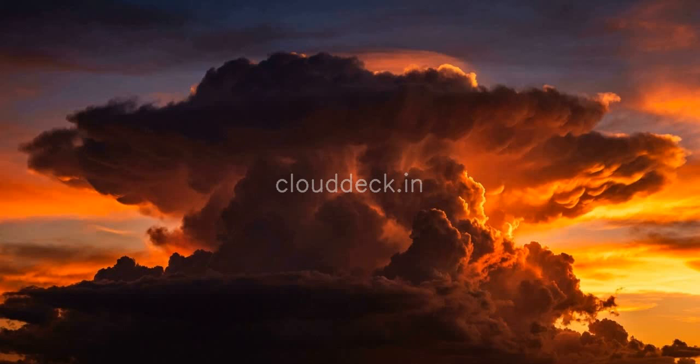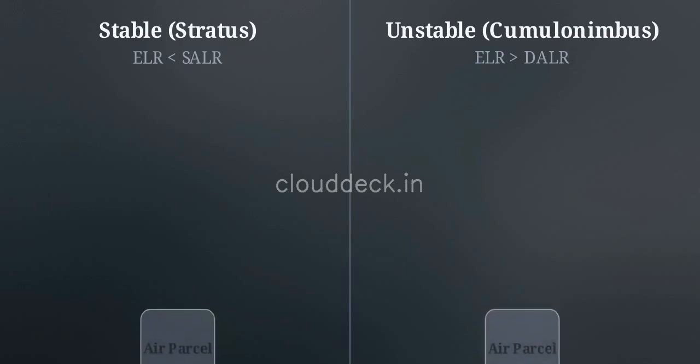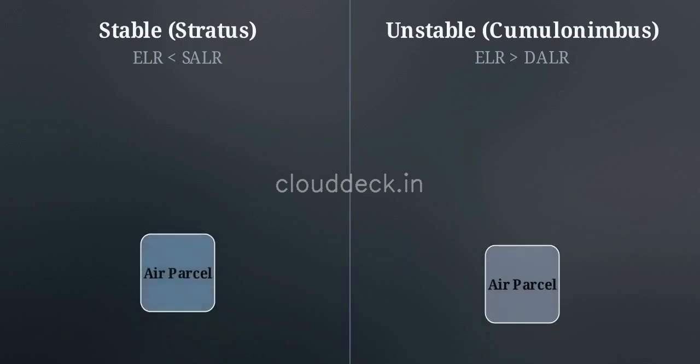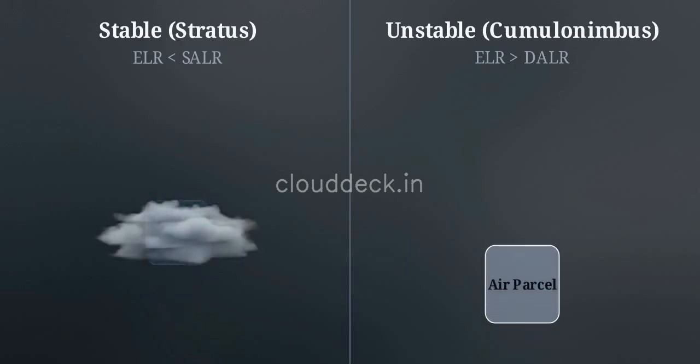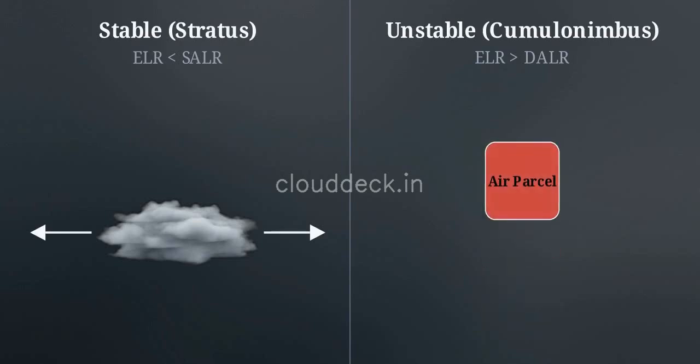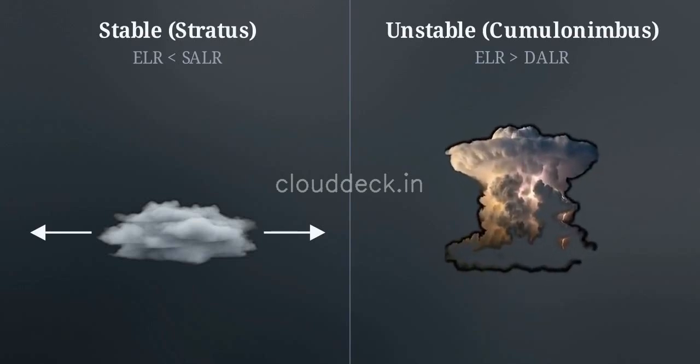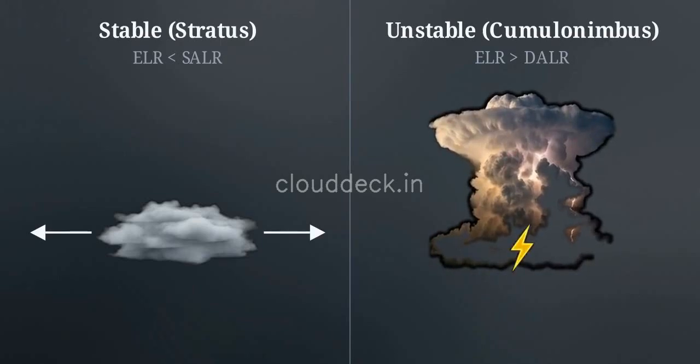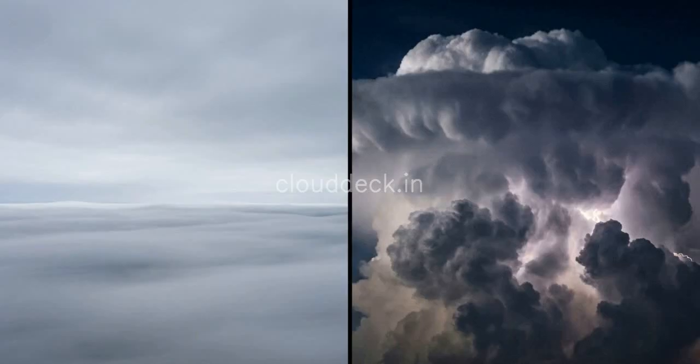Once a cloud begins to form, its final shape and the turbulence hiding inside it are dictated entirely by the atmosphere's internal stability. This comparison illustrates air parcels after saturation. On the left, stable rising air is cooler than its surroundings. It stops lifting, spreading into flat stratus layers. On the right, unstable saturated air remains warmer. It accelerates upward in a violent updraft, building towering cumulonimbus clouds. A cloud's physical silhouette is a direct visual readout of the thermal energy and stability of the sky.